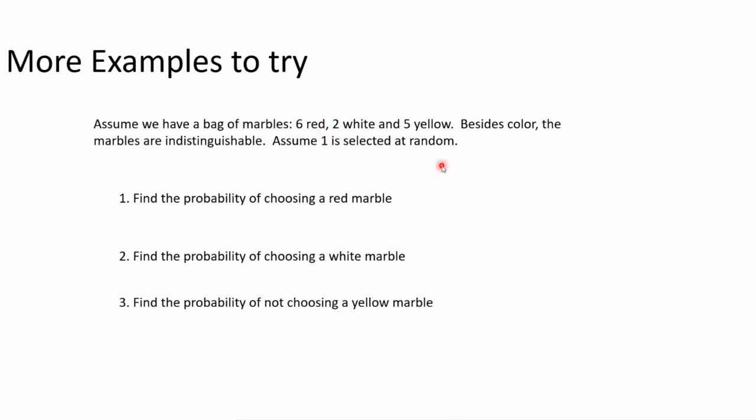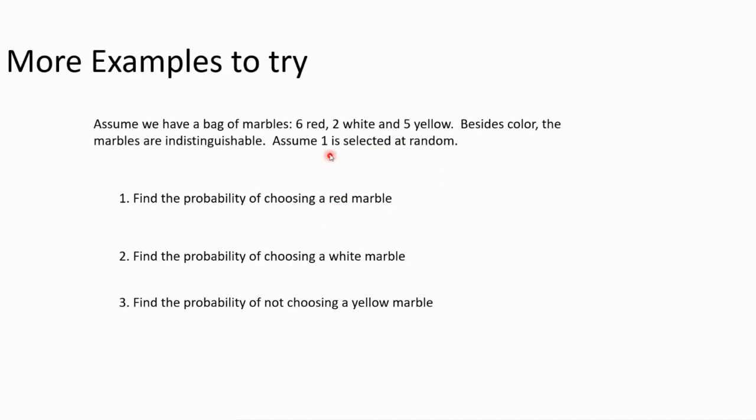So here what's going to happen is you're going to reach into the bag and choose a marble at random. But you can't tell by feeling the marble if it's a red one, if it's a yellow one, or whatever. But let's suppose you do choose one at random. What would the probability then of choosing a red marble be?